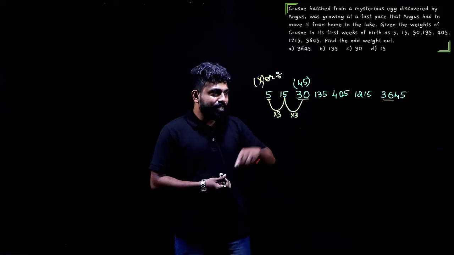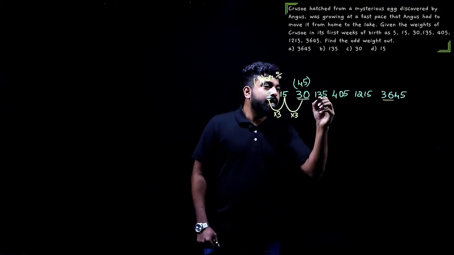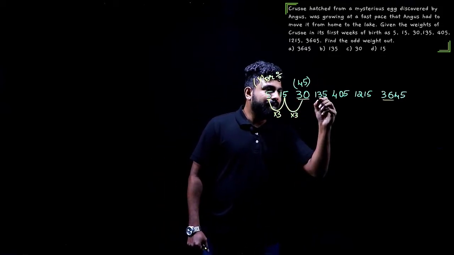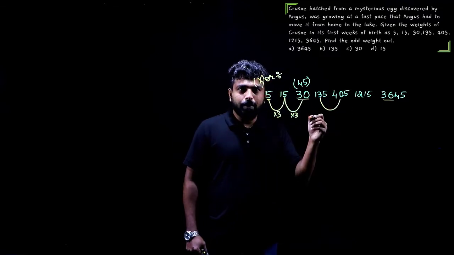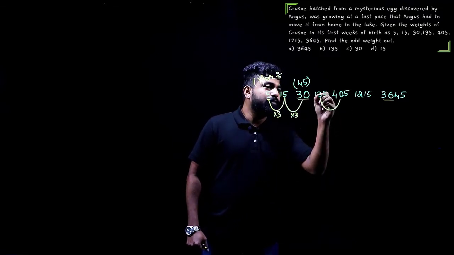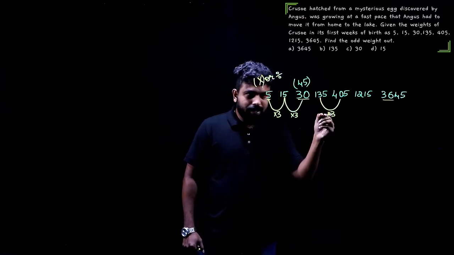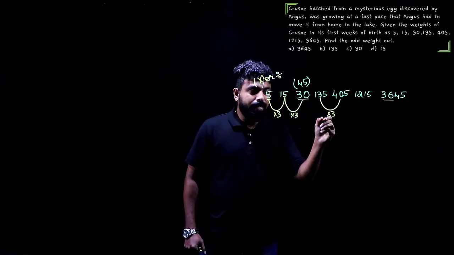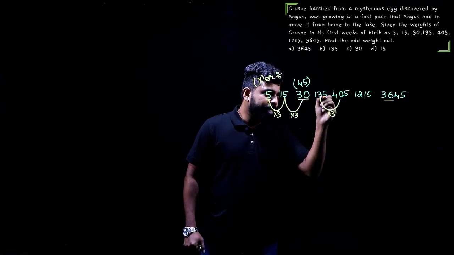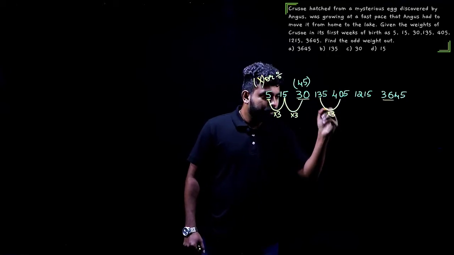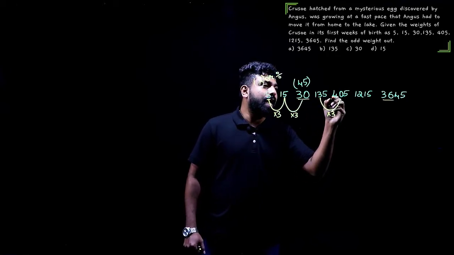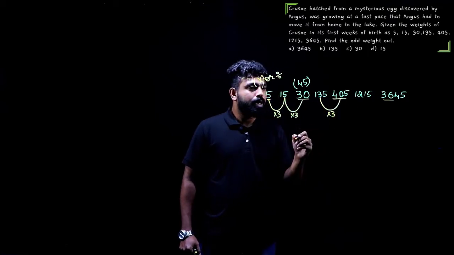So let me leave this term, move on to my next term here. Next term here is 135. Let me check for my logic here. If it's working, my logic is correct. So if I multiply 135 by 3, what do I get? 3 into 100 gives me 300. 3 into 30 gives me 90. So totally it will be 390 plus 3 into 5 gives me 15. 390 plus 15 is 405, which is absolutely giving me the same term.